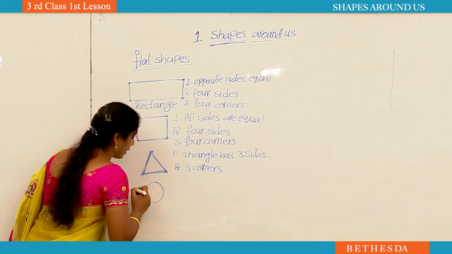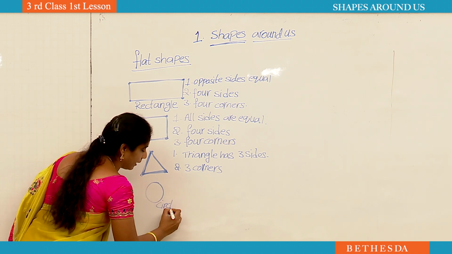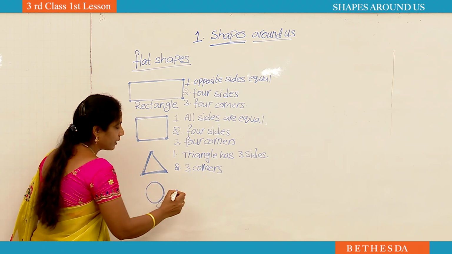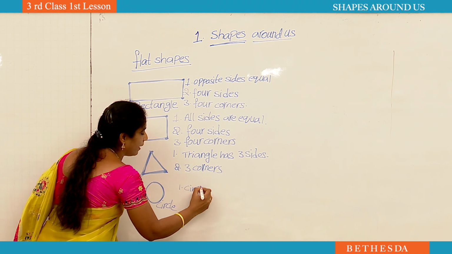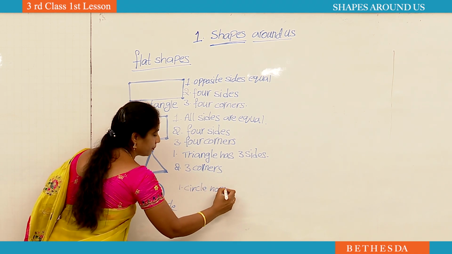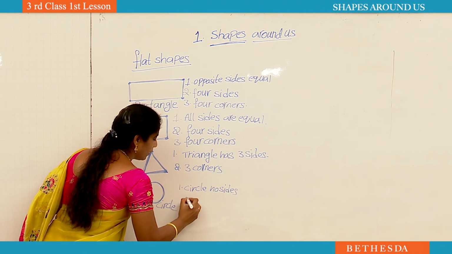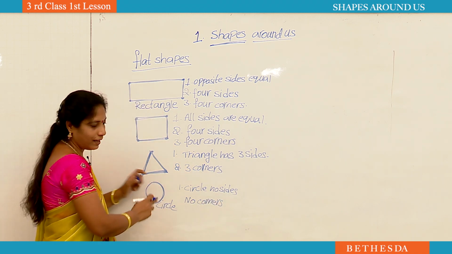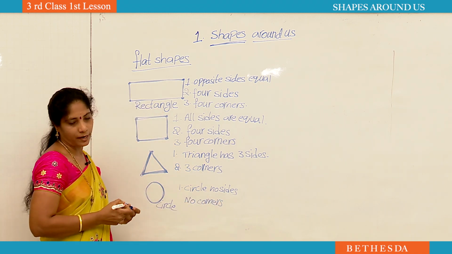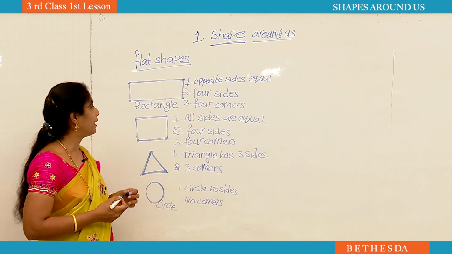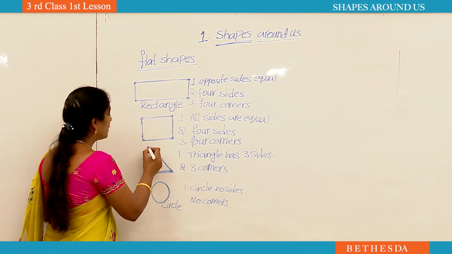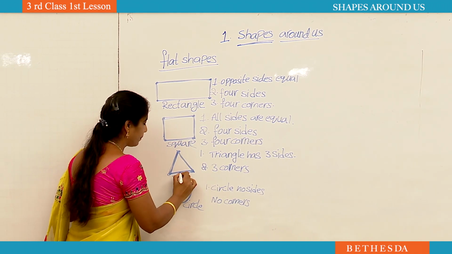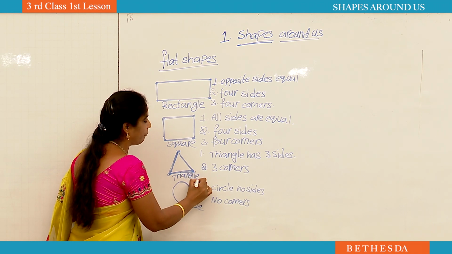Okay, now the last one is the circle. What is this? Circle. If you observe the circle, is there any side? No. A circle has no sides and no corners. You can say a circle looks like 0. Yes, it has 0 sides and 0 corners. Now, did you get an idea about the flat shapes? What are the flat shapes? Rectangle, square, triangle and circle. These are the flat shapes.